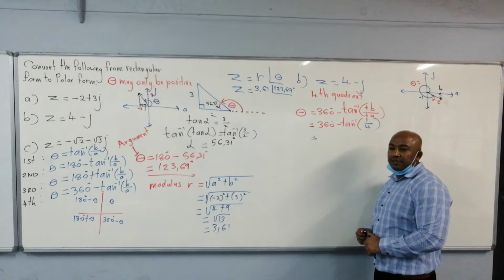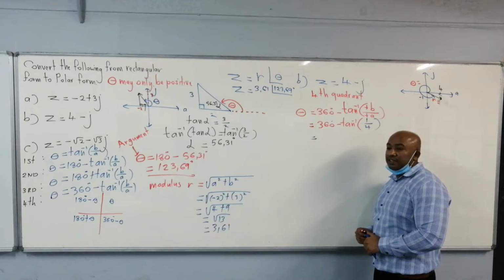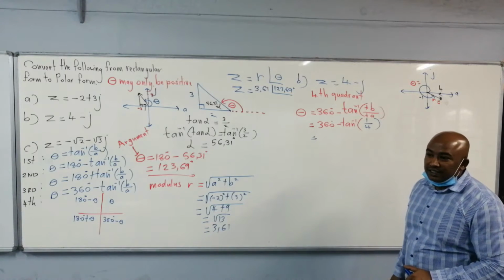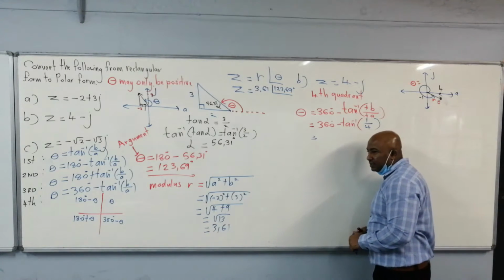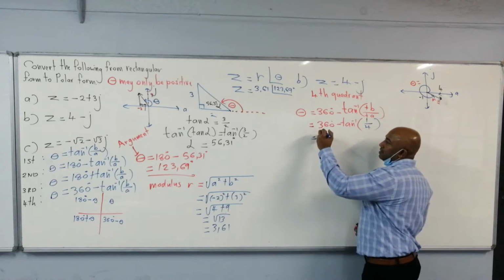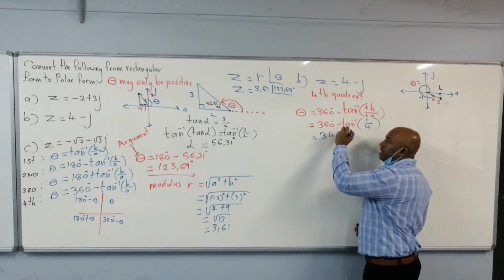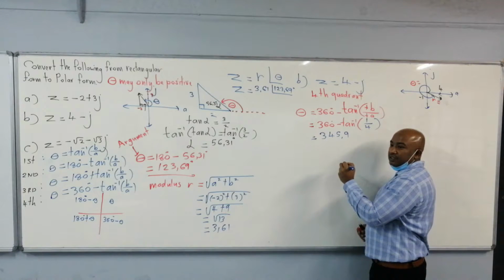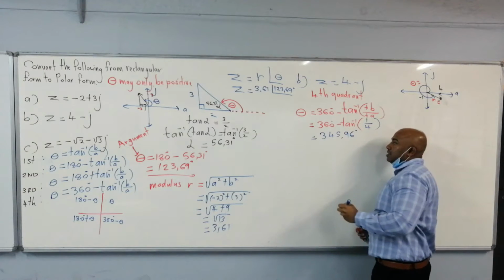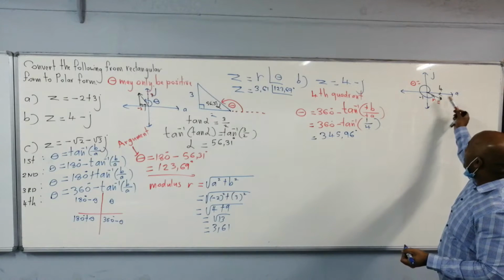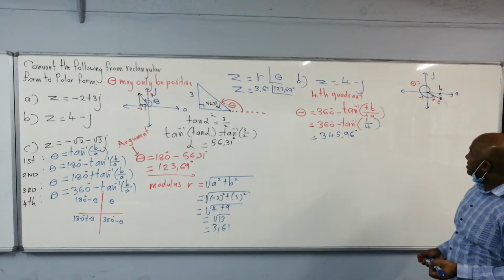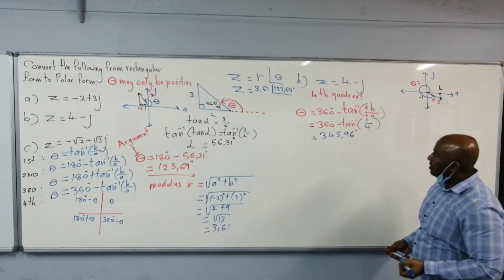Too long. Time is running out. How long does it take to type this out? 360 minus inverse tan, 1 over 4. What do we get? What is it? 345,96. Everyone gets the same answer. Does it make sense? Yes, it's in between 270 and 360 degrees. Right, so that is your theta.